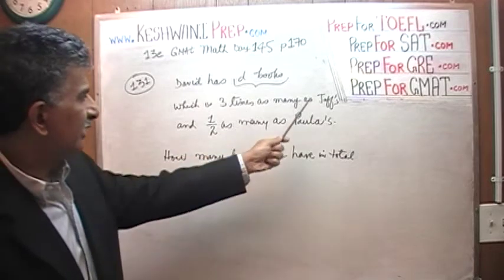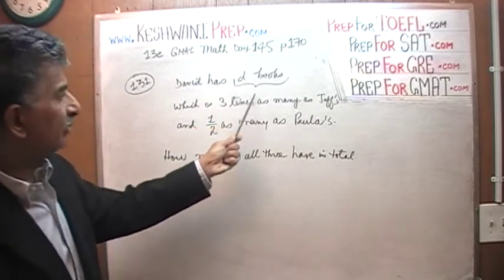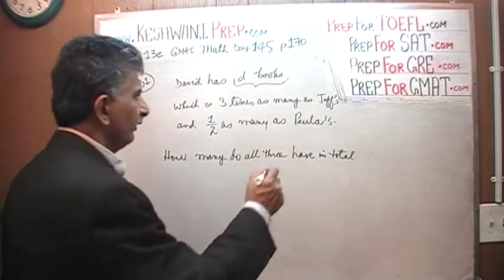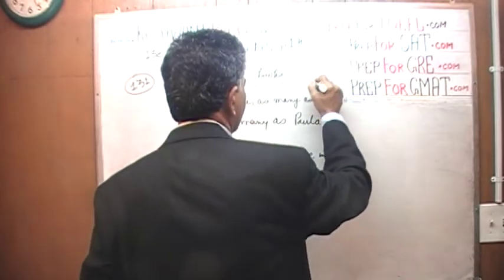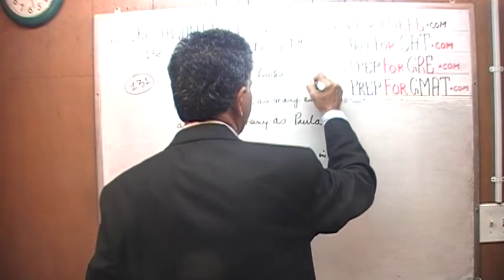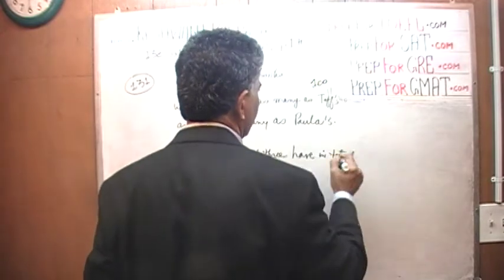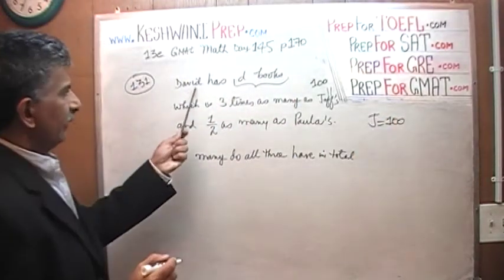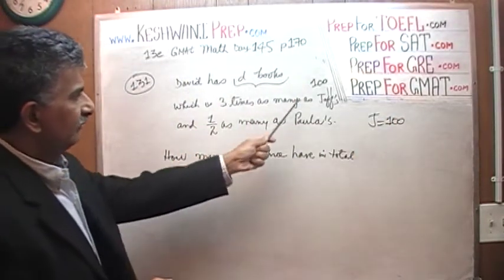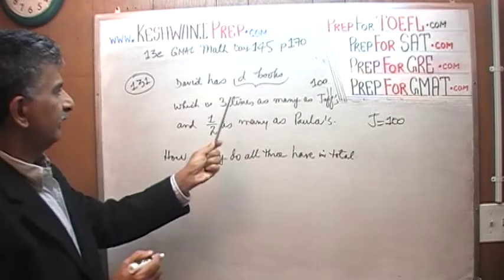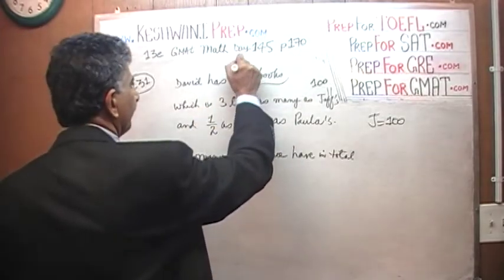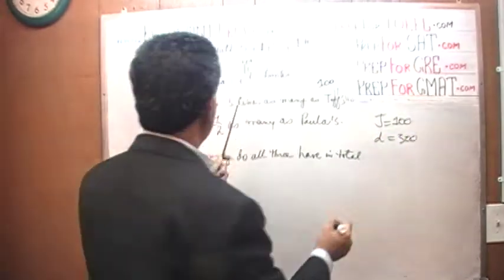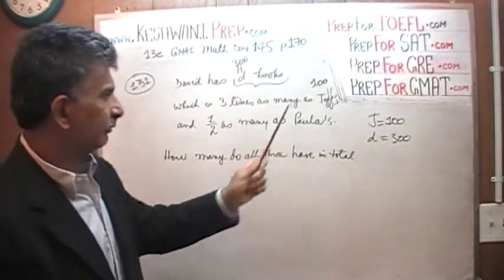David has 3 times as many as Jeff's. So Jeff is the point of reference. Let's pretend that Jeff has 100 books. In other words, J equals 100. David has D books, which is 3 times as many as Jeff's. So if Jeff has 100, David must have 300, because 300 is 3 times as many as Jeff's books.